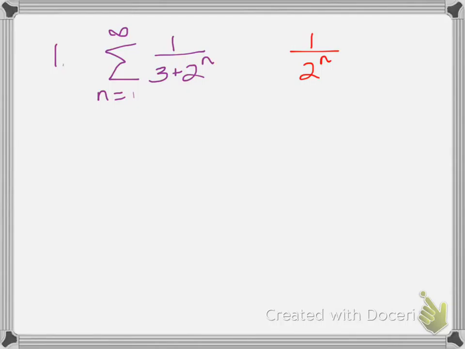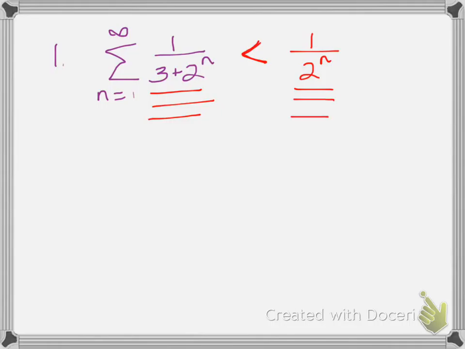Alright, now what do we know here? Well, on the bottom we have 3 plus 2 to the n. So that means that the bottom of this fraction is bigger than 2 to the n because we're adding 3 to it. Well, if 1 over something that is bigger is compared to 1 over something that is smaller, what does that mean about the function? Well, since the bottom is bigger on the left, that means the fraction itself is smaller. So I know that this function is smaller than this function.